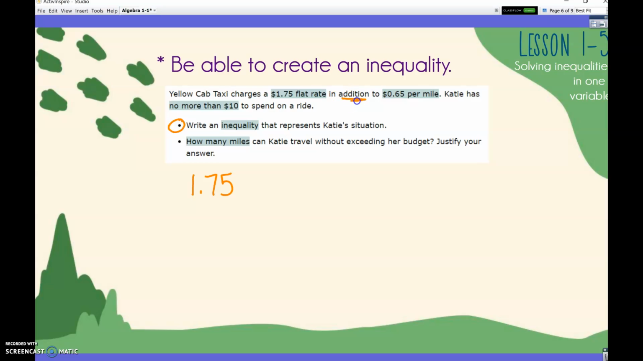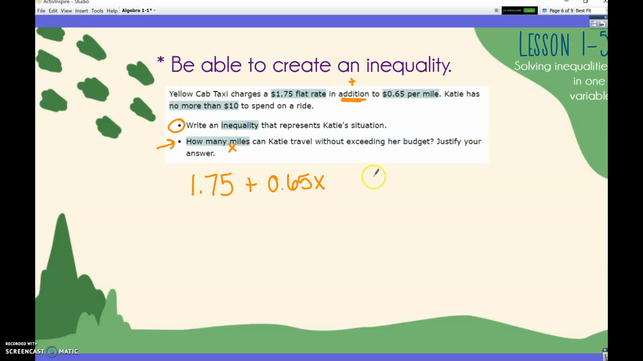It's just a flat rate. In addition, that might give us a hint that we have a plus sign coming on. We have 65 cents per mile. Katie has no more than $10 to spend on a ride. So we don't know how far she's going to go. That question's coming up here in the second bullet. But when we don't know how far she's riding, we'll call that x, how many miles. So we do know they're going to charge 0.65 for every mile x that she travels.